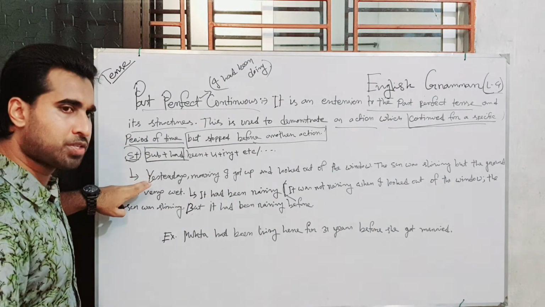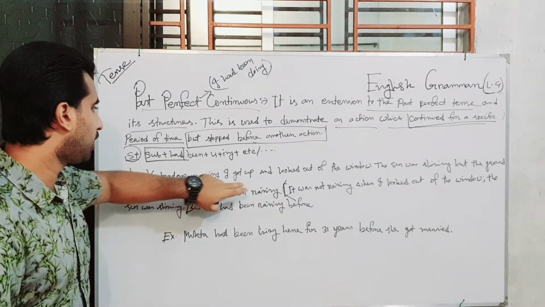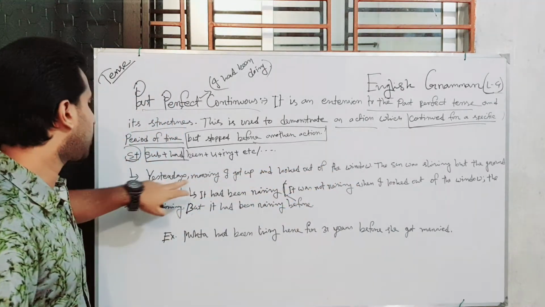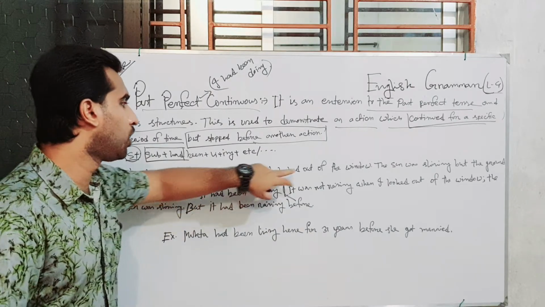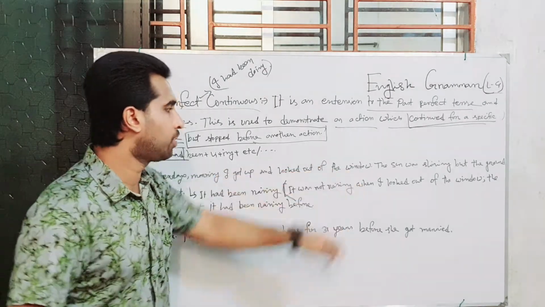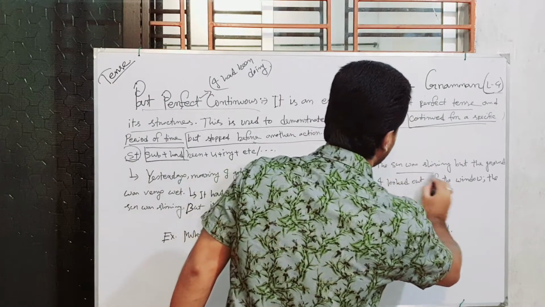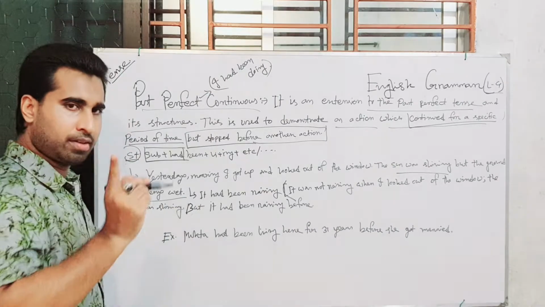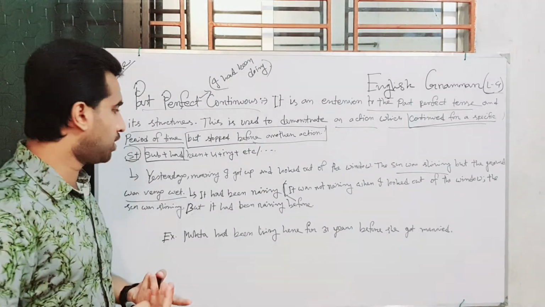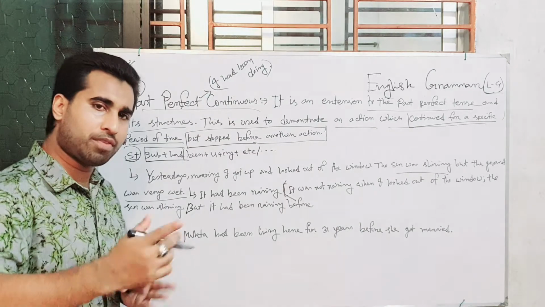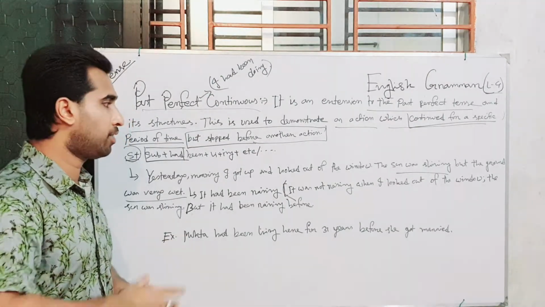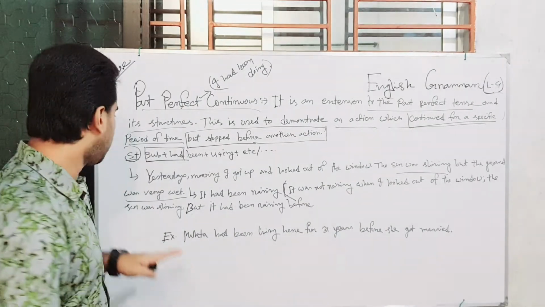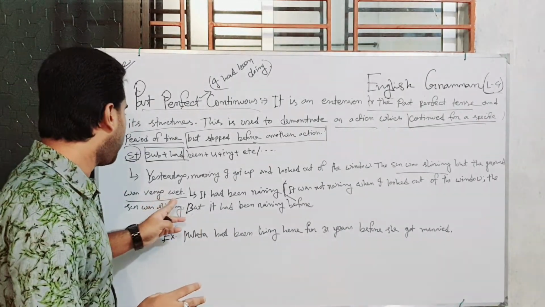Please look at this story. Yesterday morning, I got up and looked out of the window. The sun was shining, but the ground was very wet. That means, yesterday morning, I got up and looked out of the window. I saw that the sun was shining, but the ground was muddy or wet.